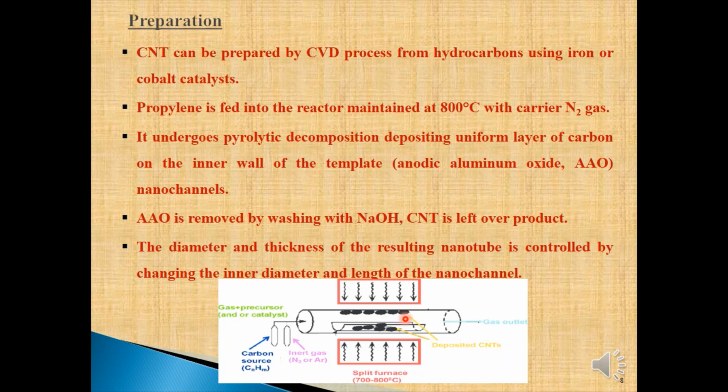Here AAO is removed by washing with sodium hydroxide. Next, the leftover product is carbon nanotubes. The diameter and thickness of the resulting nanotubes is controlled by changing the inner diameter of the AAO, and ultimately the product is removed. The exhaust gases come out from this gas outlet. So this is the simple method of preparation of carbon nanotubes by the CVD process.